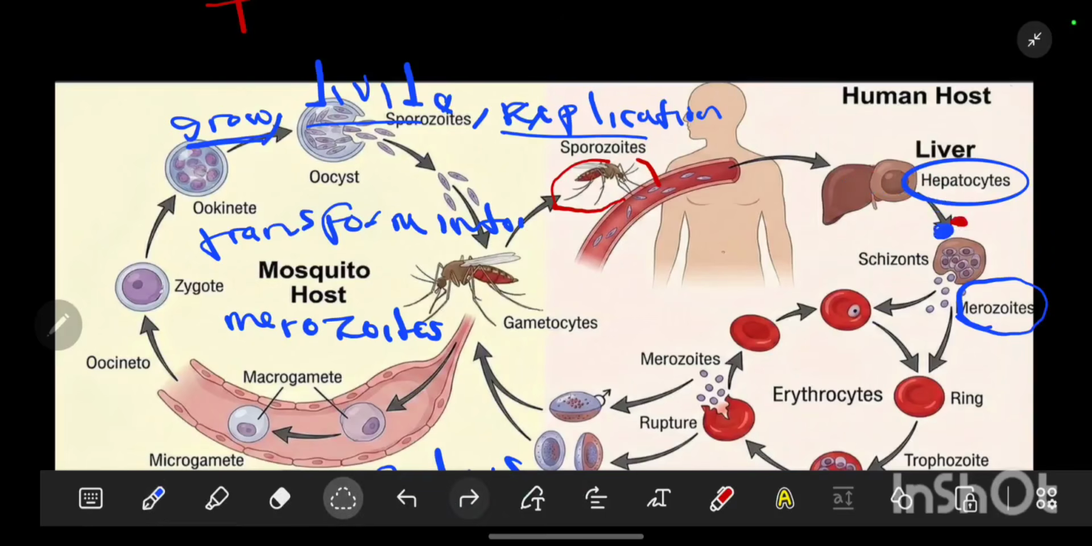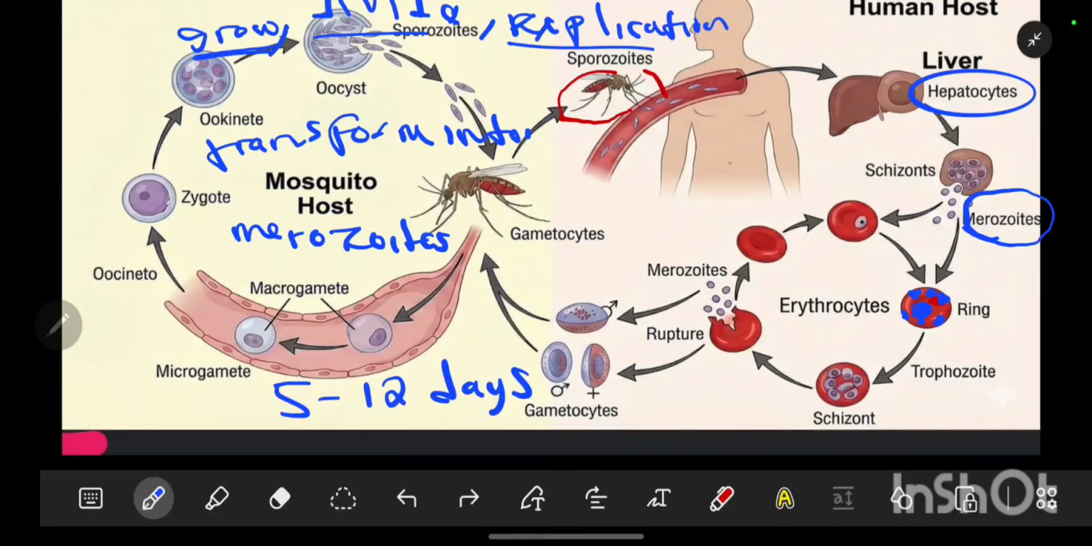After that, they move to the red blood cells. They move to the bloodstream in order to attack the red blood cell. When they are in the red blood cell, they divide asexually, producing thousands of merozoites. As a result, these merozoites cause the rupture of the red blood cell. It's more like the red blood cell bursts.